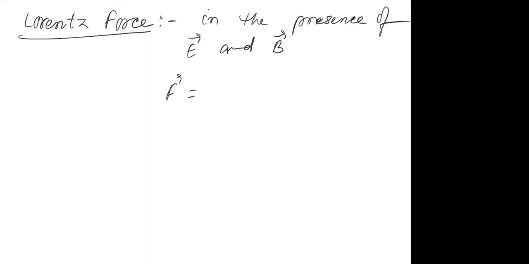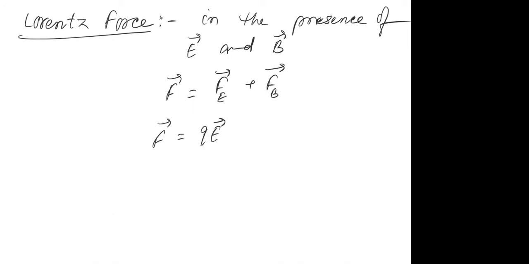Means in the presence of electric field and magnetic field, if we have both the fields combined, the net force on the charged particle would be the vector sum of two forces. One is the electrostatic force and the other one is the magnetic force. Is it clear?